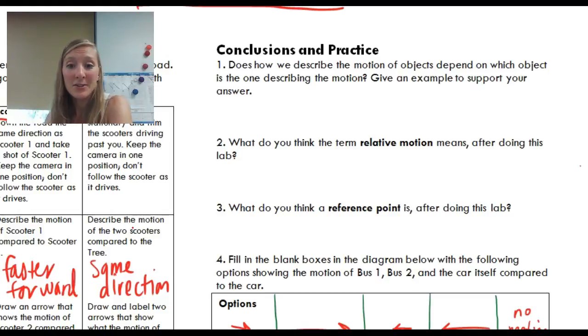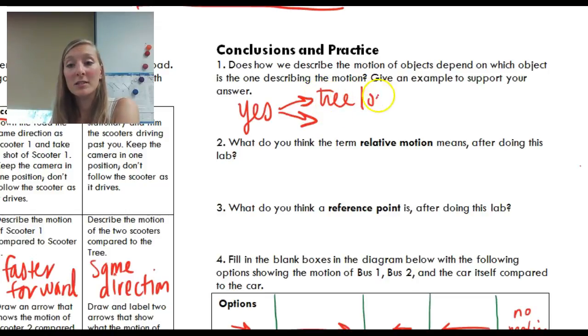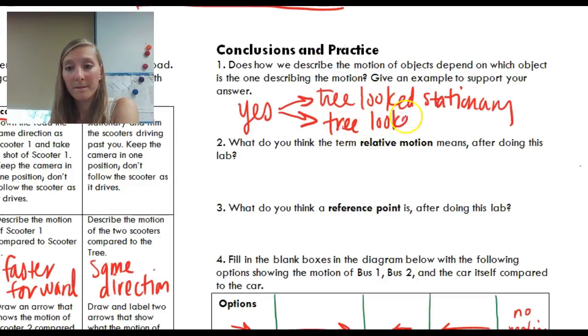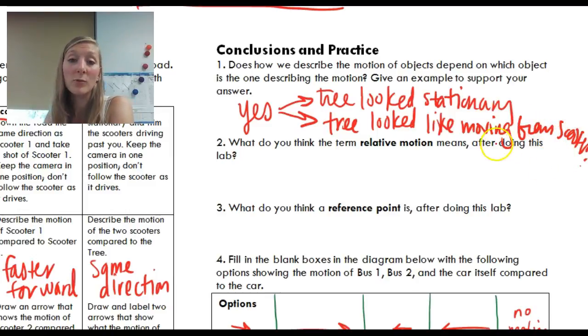You done? Okay, so now we need to look at our answer for this. So does how we describe the motion of objects depend on which object is the one describing the motion? Yes, it totally is dependent upon what the object is. You could have had lots of examples here, from the tree looked stationary to the scooter, to the tree looked like it was moving based on the scooter. Like moving from the scooter. Okay, that's one example. There were a lot of different things you could have put down for here. Okay, so now we move on.